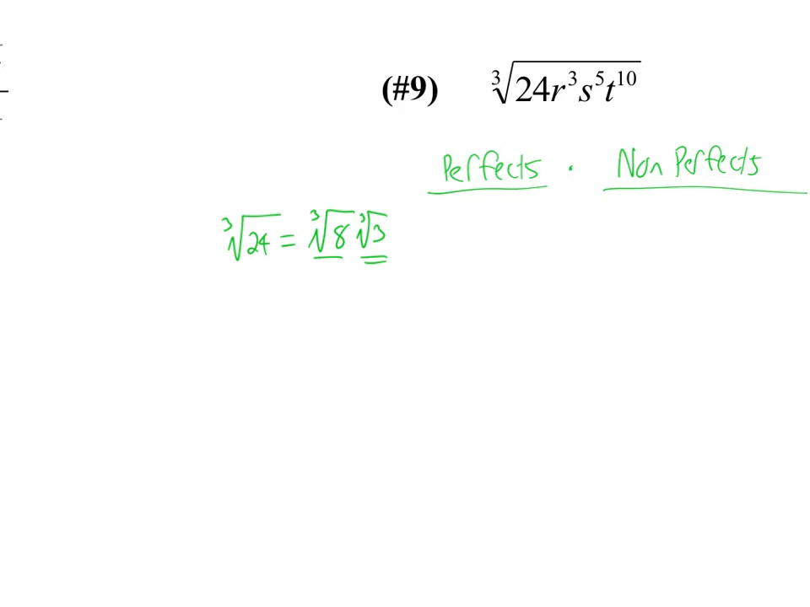All right, then let's go do the r's. What's the cube root of r to the third? Is that a perfect cube? It is, because 3 divides by 3, which is going to be just r, which is nice.